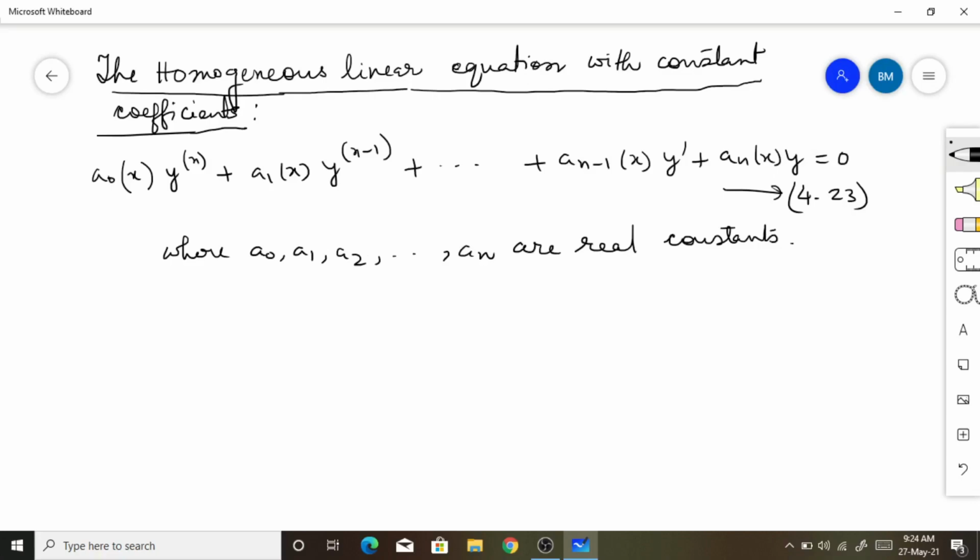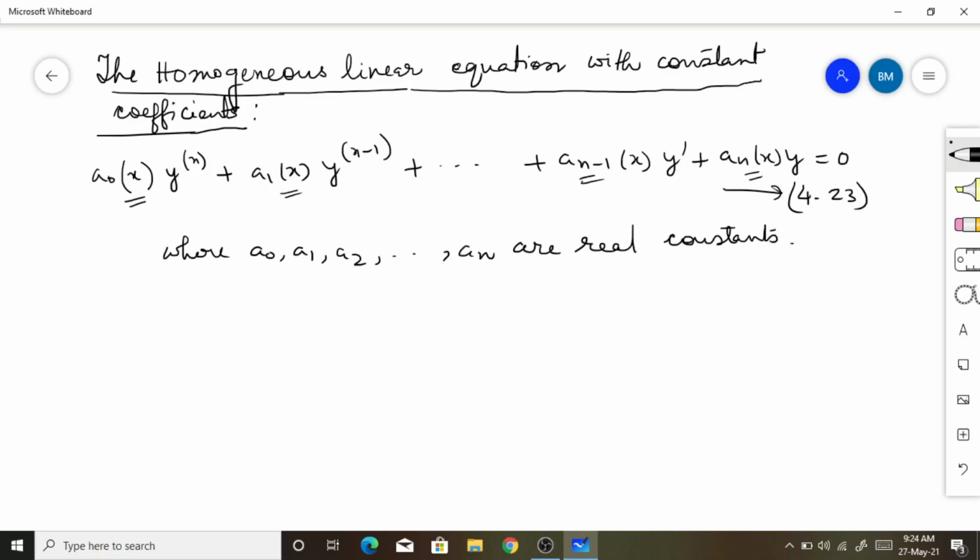Here a naught, a1, a2, up to an, the coefficients, are all real constants. Though here it is written a naught(x), a1(x), a_{n-1}(x), an(x), all as functions of x, in this case all these are real constants. Now we have to solve this equation.